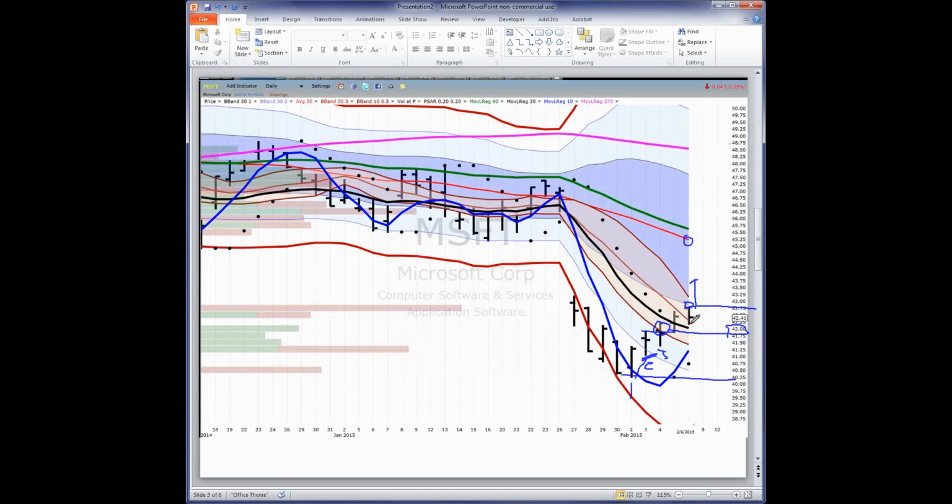Failure on this one, you could play that on a one-day failure with the idea of targeting 40.25. That would not be an unusual move, to go down and make another test of that bottom.